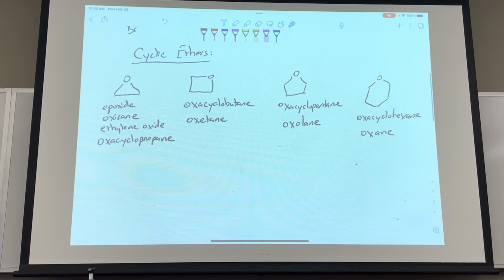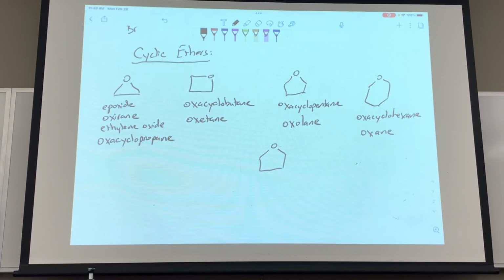I do want to just look at one of these in particular. This one is a very, very common solvent. You've probably seen it before, either above or below arrows in reactions. Its common name comes from this compound, an aromatic compound called furan. You can see that the five-membered cyclic ether is very structurally related to furan. In fact, it just has an additional 4 hydrogens.